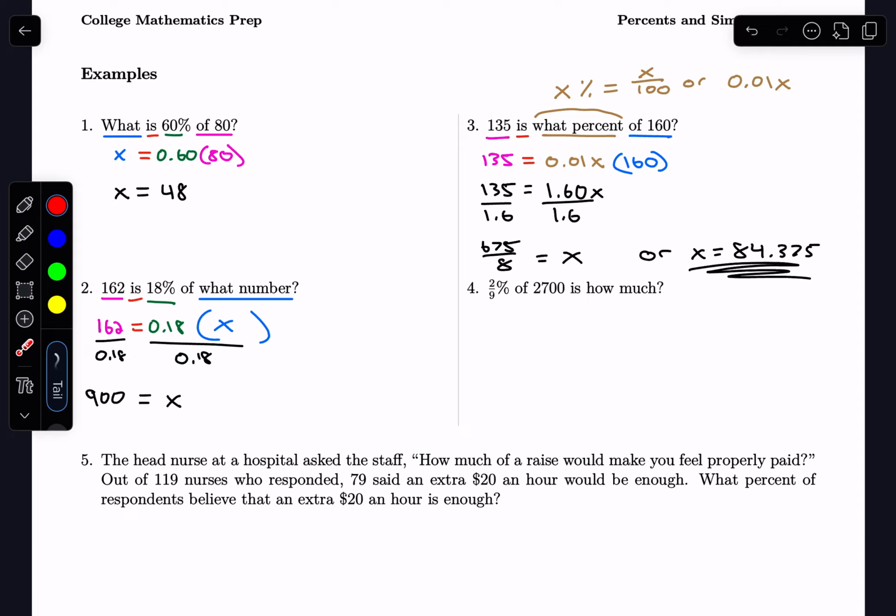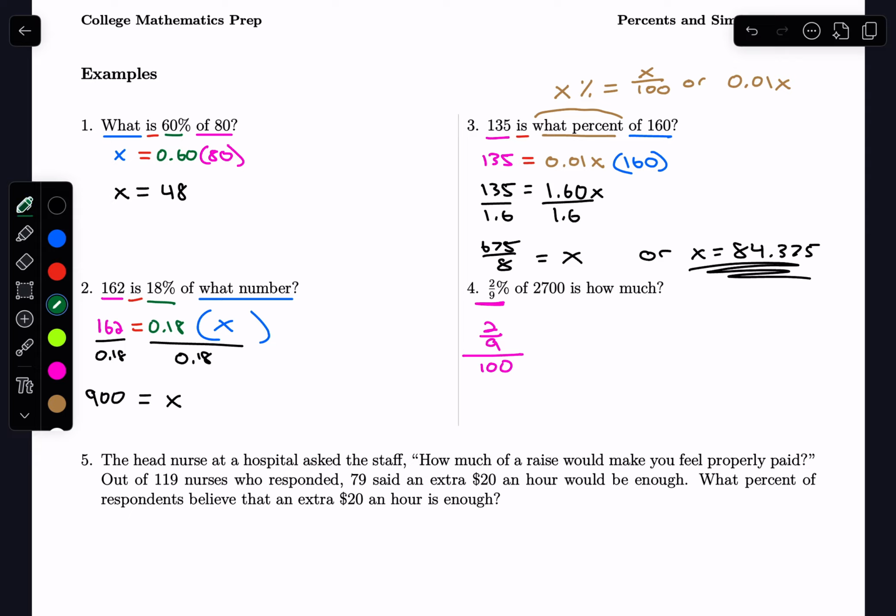All right, number 4. We have 2/9% of 2,700 is how much? So 2/9% is the tricky part here, but we're going to turn this into a fraction this time. Because remember that 2/9% is actually just 2/9 divided by 100. So although this one seems pretty tricky, this 2/9% over here, we can just write as 2/9 all divided by 100. Okay, then we have the word of 2,700.